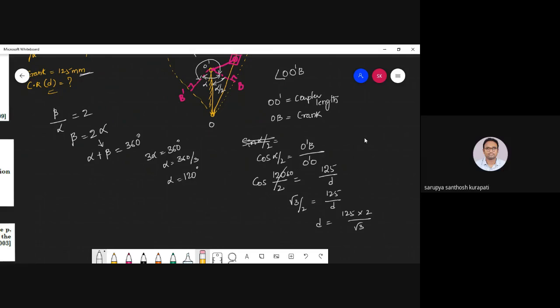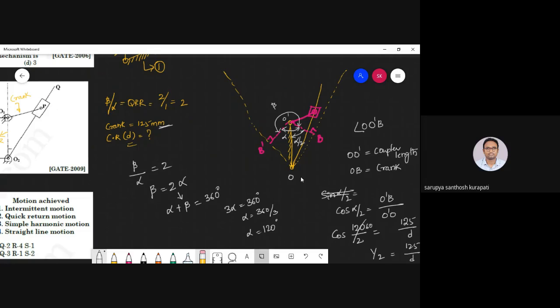What is cos 60, sir? Cos 60 is 1 by 2. Okay, so what is the value of D now? 250 mm. That's it, right? 1 by 2 is equal to 125 by D. D is equal to what? 125 into 2. Yes or no?